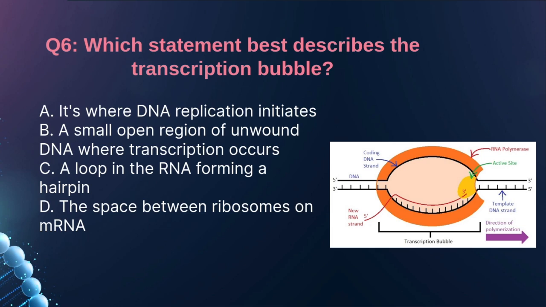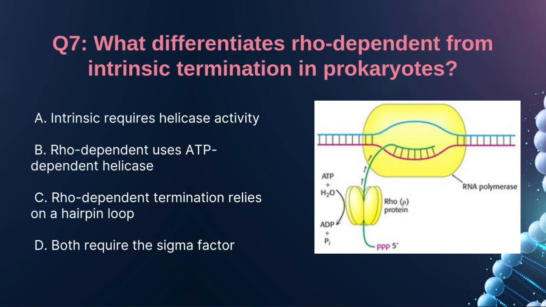So without this transcription bubble, the DNA itself is not going to be accessible, and therefore transcription is not going to occur. So that's why the transcription bubble is very, very important to be able to make the DNA accessible for transcription. Okay, moving on.